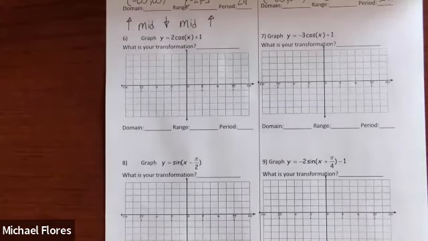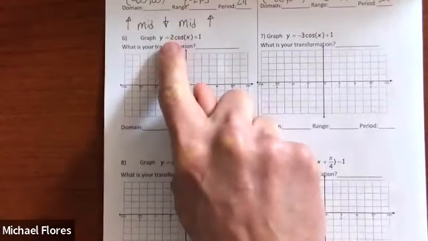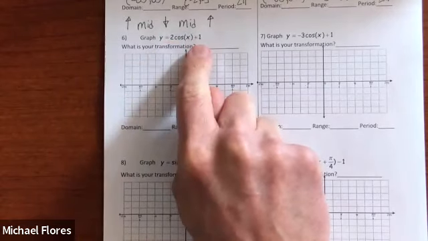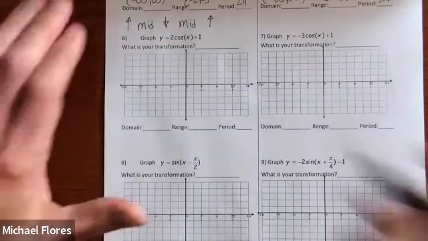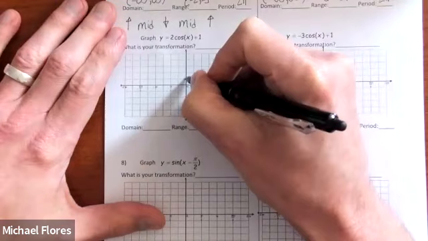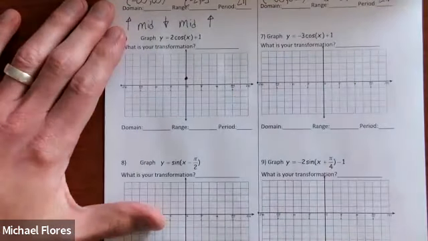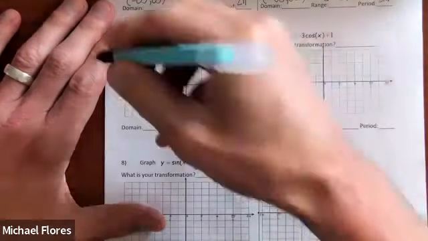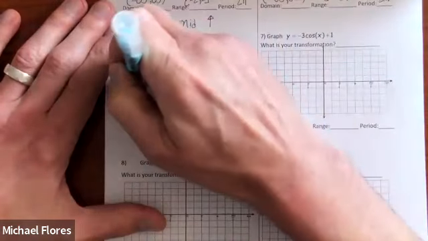Example number 6, we're going to graph y equals 2 times cosine of x plus 1. We have a couple of different transformations here. We have an amplitude of 2, and we are going up 1. So from the origin, let's go ahead and shift up 1. That's going to be our new middle.